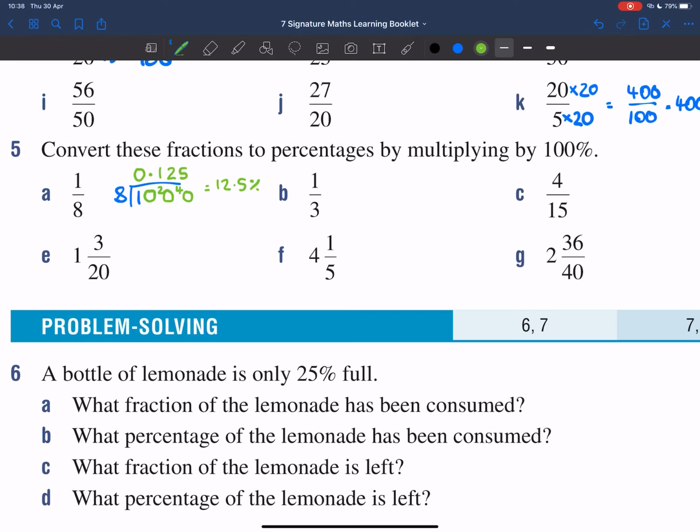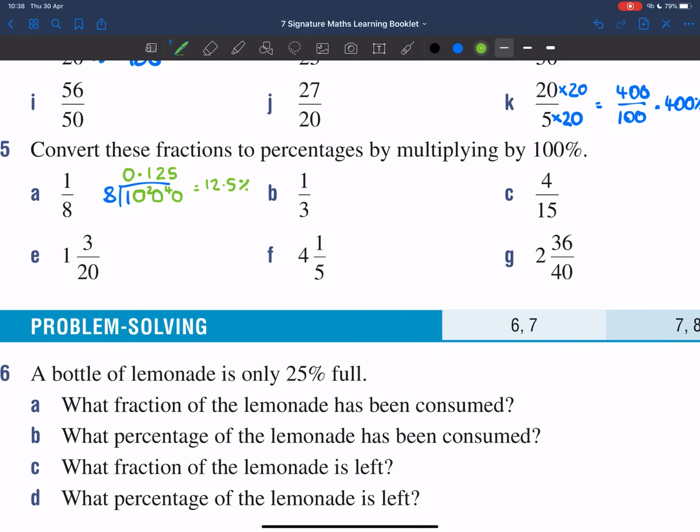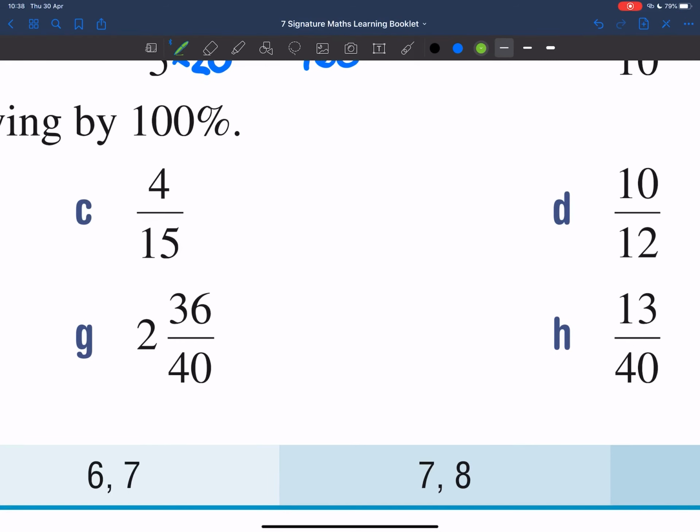Let's do one more. Let's do C. 4/15. Alright, we can't easily multiply 15 to turn it into 100. So we're going to use the strategy of doing 4 divided by 15. So here we go. How many 15s fit inside of 4? Well, obviously none. So we write none, decimal, and then we make a 0 here.